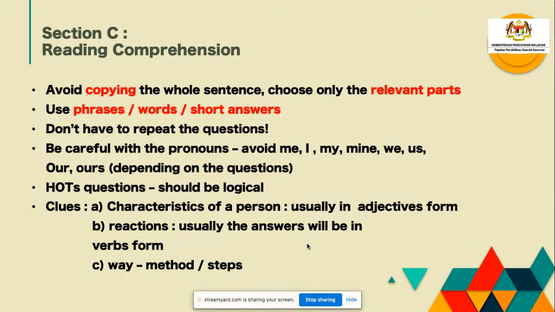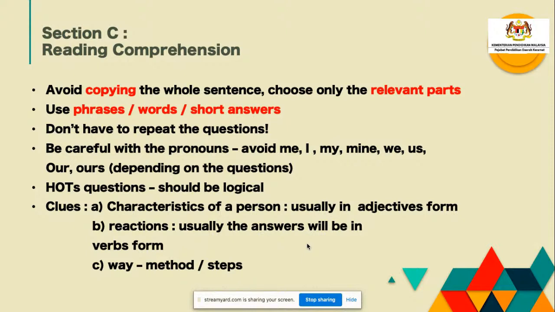If you notice question number 29, sometimes even question 28, and definitely question 30, I require you to give reasons or to give ideas. So this is what we call HOT questions, higher order thinking skills questions. How do you know it's a HOT question?